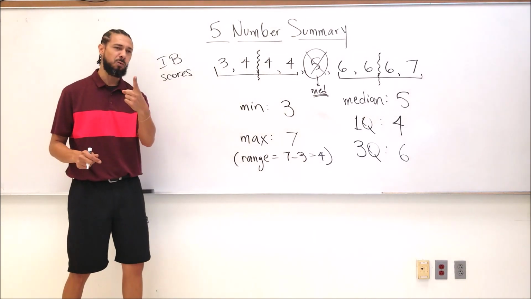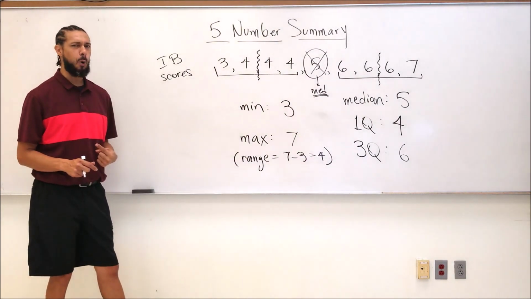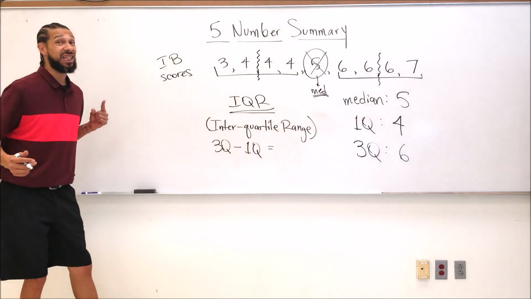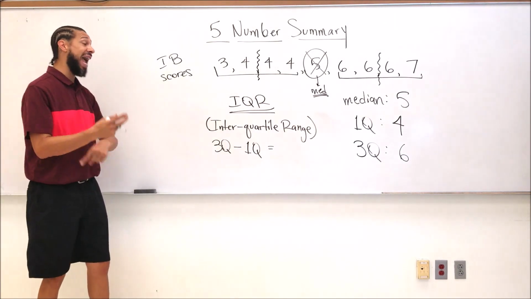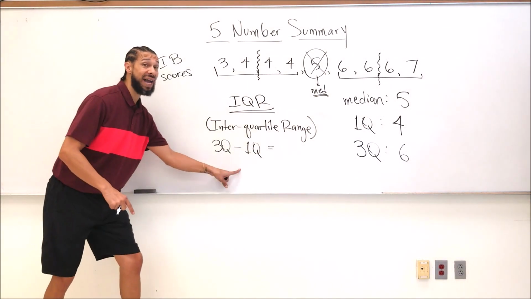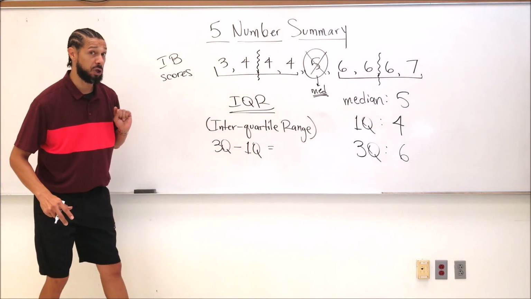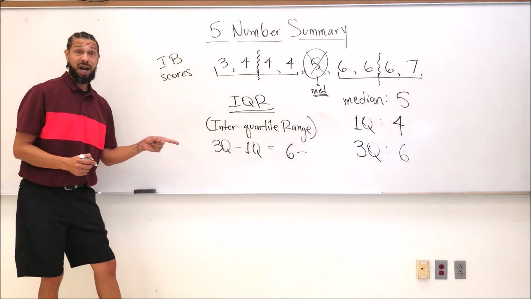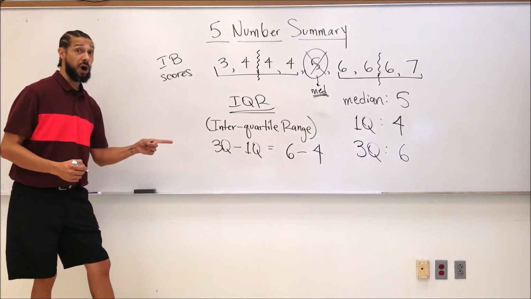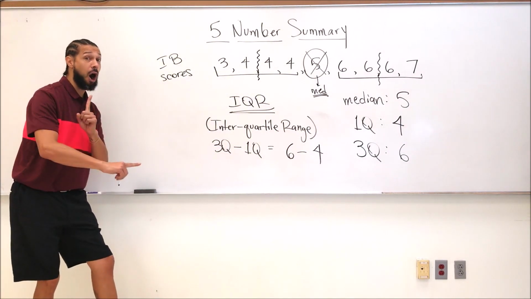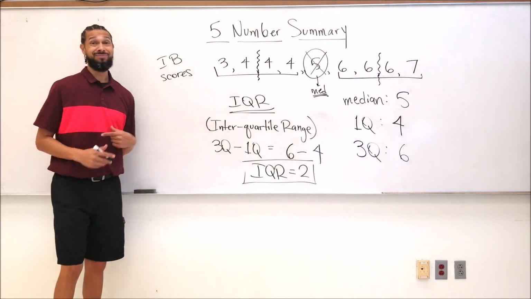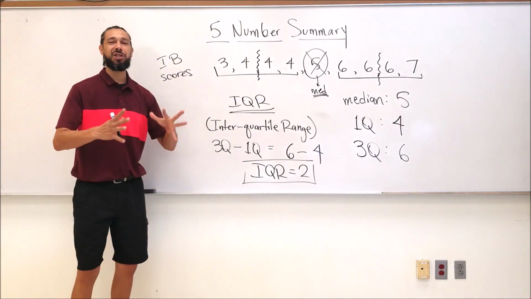Now you'll be asked to find one more thing. It's called the IQR. The IQR, the interquartile range, is actually the third quartile minus the first quartile. So according to our calculations, third quartile, 6, minus the first quartile, 4, gives us an IQR of 2. Now, the IQR is a measure of spread.